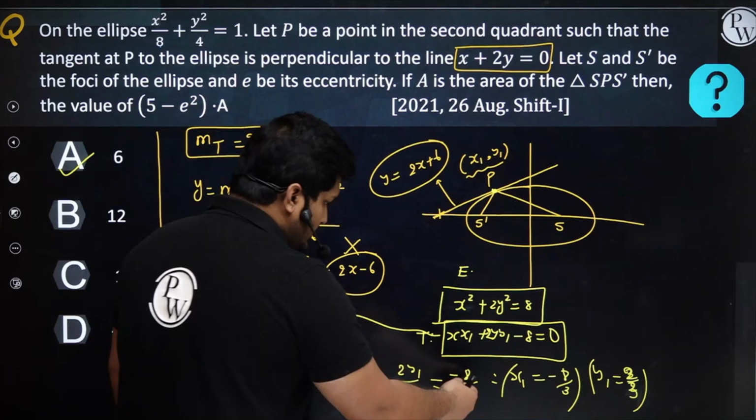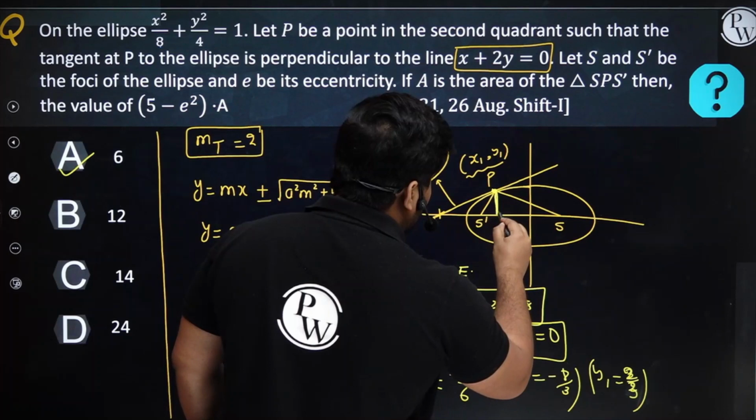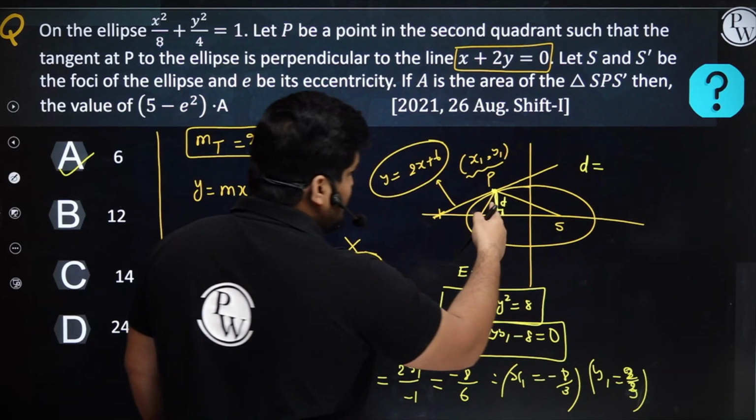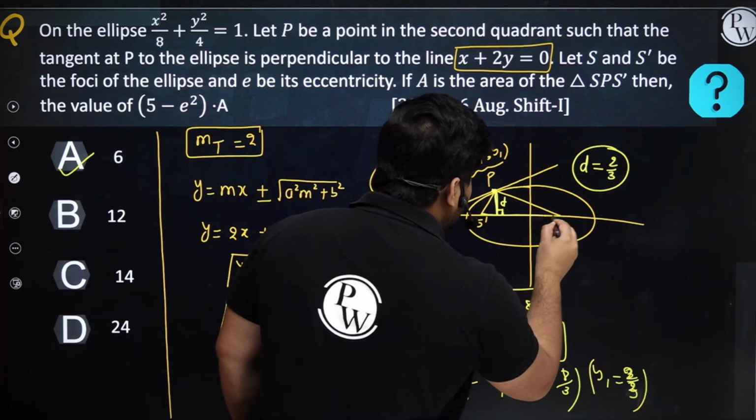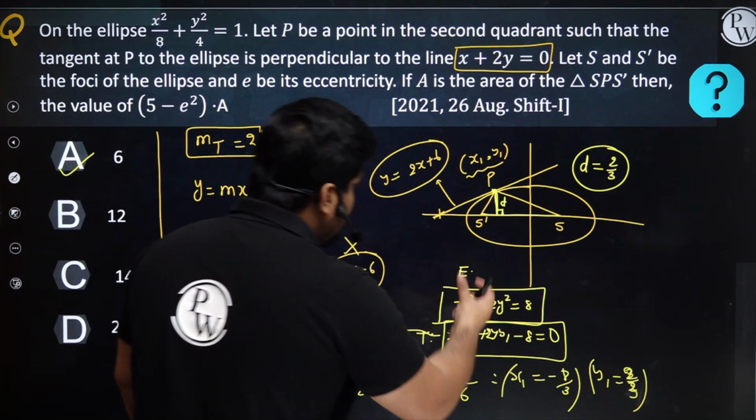So this length is known now. What is this length? Let's say this is D. So this length D, guys, the perpendicular distance from P to S, is the Y coordinate, which is 2 by 3. So D is known. So area of the triangle will be D into SS dash. Now SS dash is the distance between foci, which is 2 AE, right?